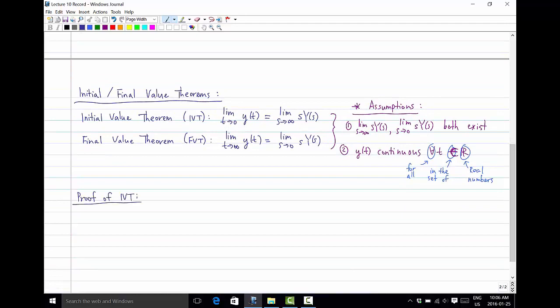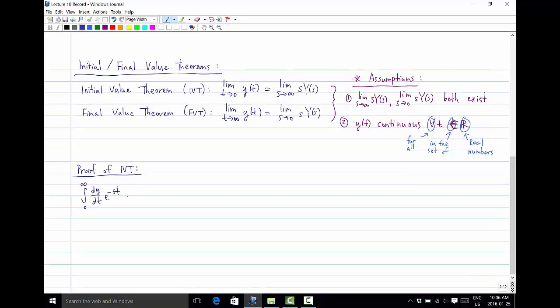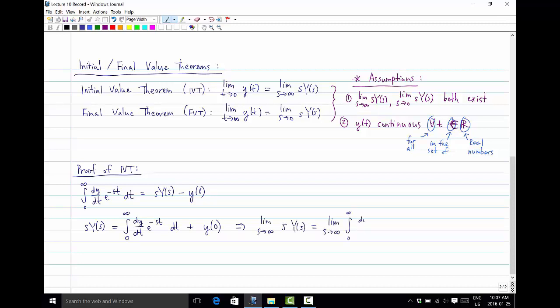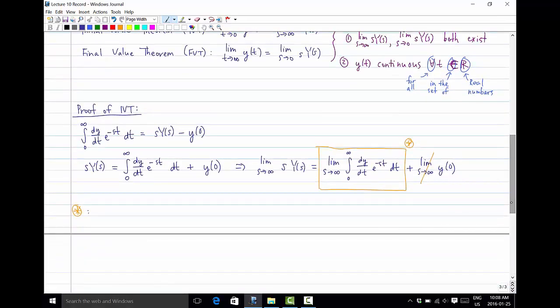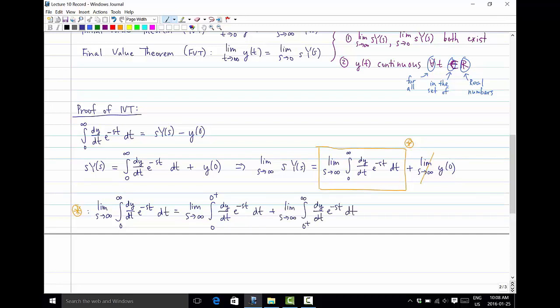The proof of the first theorem, the initial value theorem, is as follows. We start out with a definition of a derivative taken by the Laplace transform. Then we evaluate the limit as s goes to infinity on both sides of the equation. The last term evaluates to y of 0 because the limit does not apply to a time domain expression. The first term is indeterminate because we are evaluating the product between infinity and 0. Therefore, it must be separated into two different integrals, one going from 0 to 0 plus, which is a value that is infinitesimally larger than 0, and also the second integral going from 0 plus to infinity.